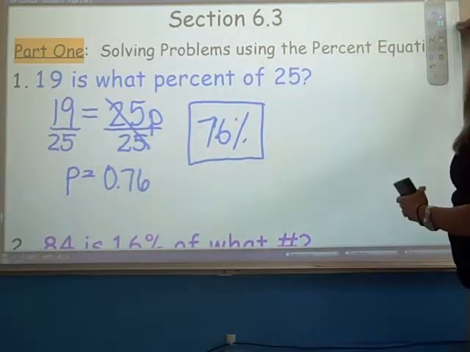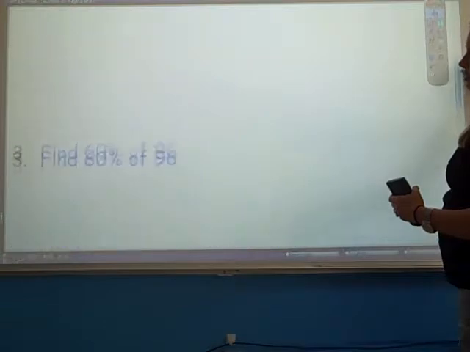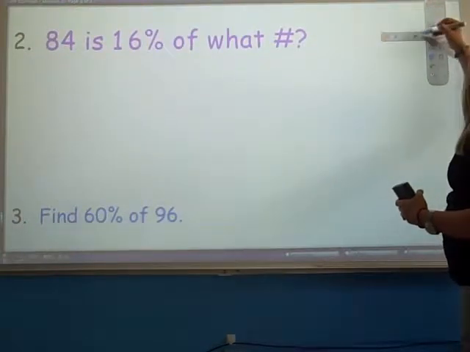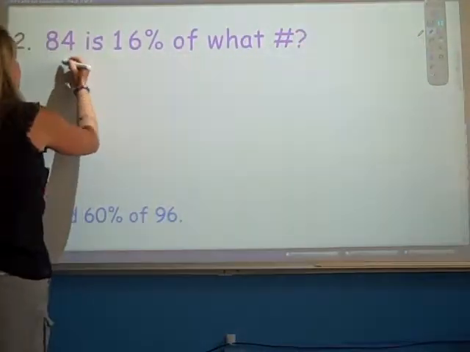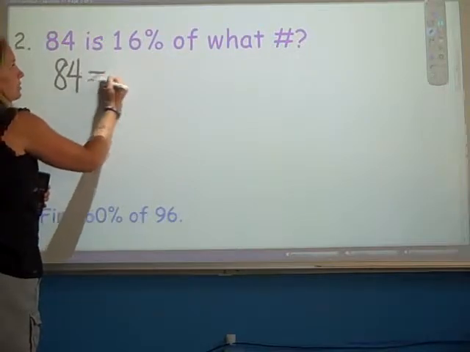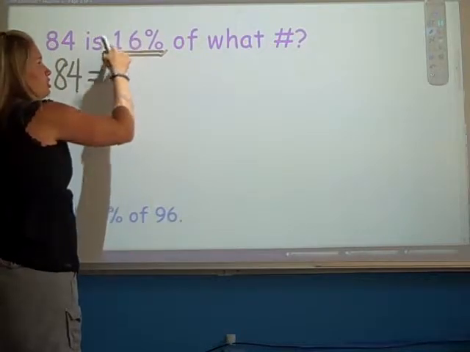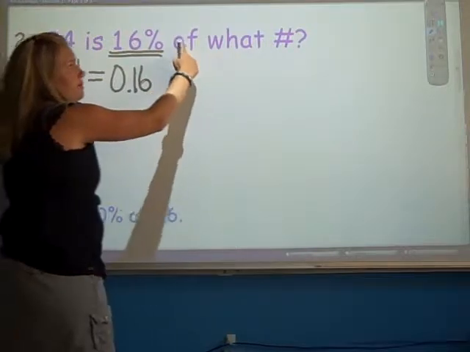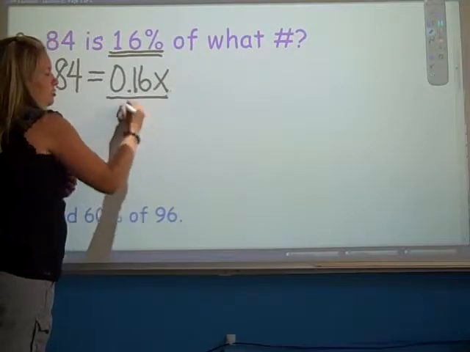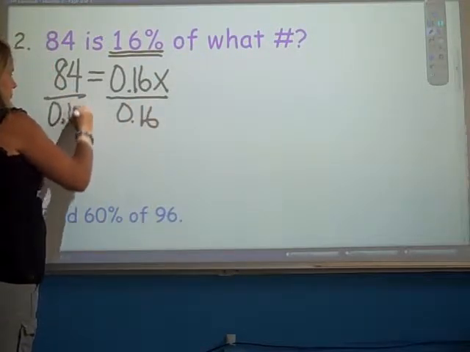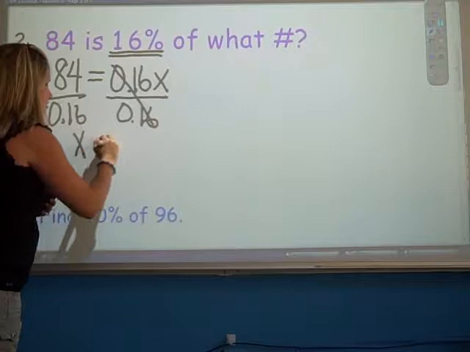Okay, one for you to try. Actually, I think I'm going to do the first 3 and then I'll let you do the last 2. Okay, so let's do this one. 84 means equals 16%. It's a percent. I had told you need to make it a decimal, so don't forget to move it over to 0.16 times what number? We don't know. X. Solve by dividing both sides by 0.16. Cancel out. 84 divided by 0.16. I get the number is 525.